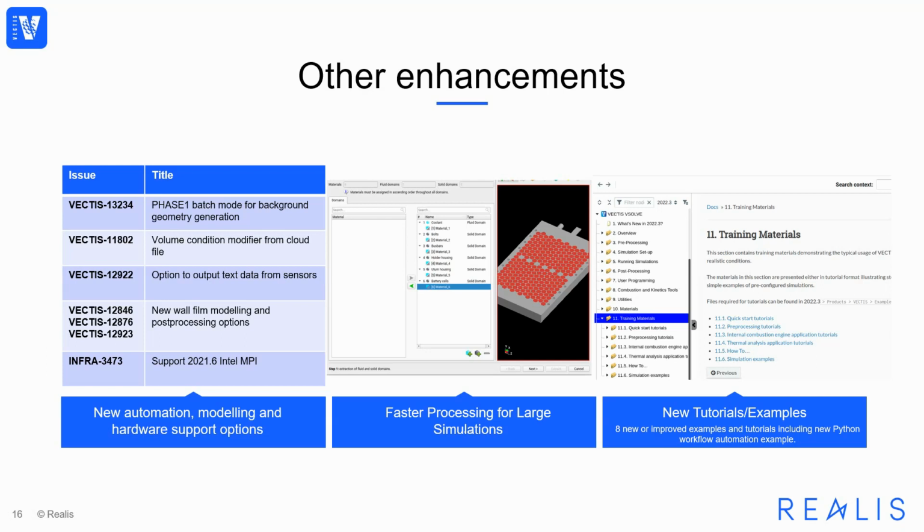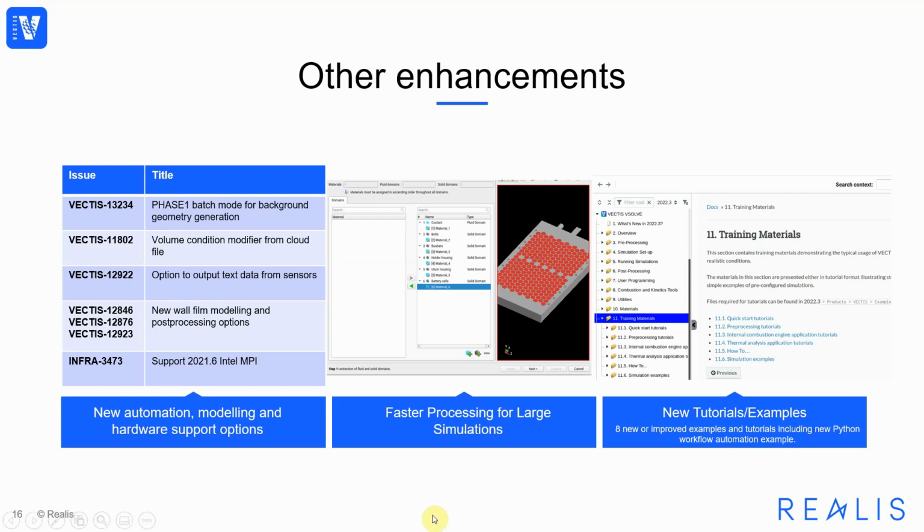The output to text data from sensors provides optional text output for easy incorporation of VECTIS simulation into existing scripted analysis and post-processing workflows. The new wall film modeling and post-processing options provide access to detailed analysis of driving mechanisms for wall film with specific aims at port-injected engines. The support of the new 21.6 Intel MPI enables our customers to run VECTIS on newer systems, in particular later Red Hat 8 versions.